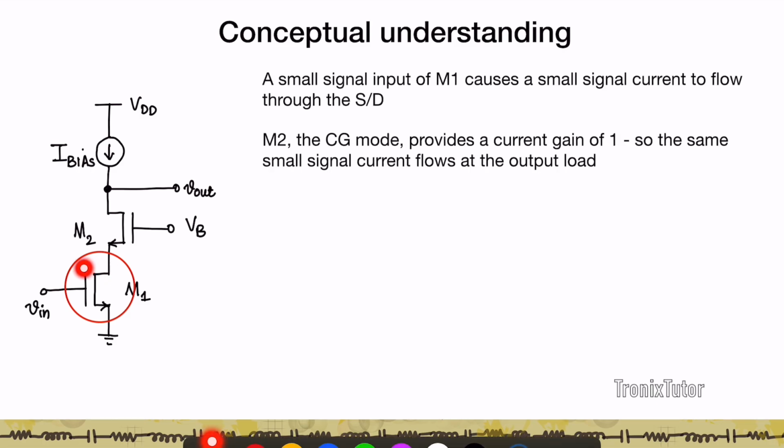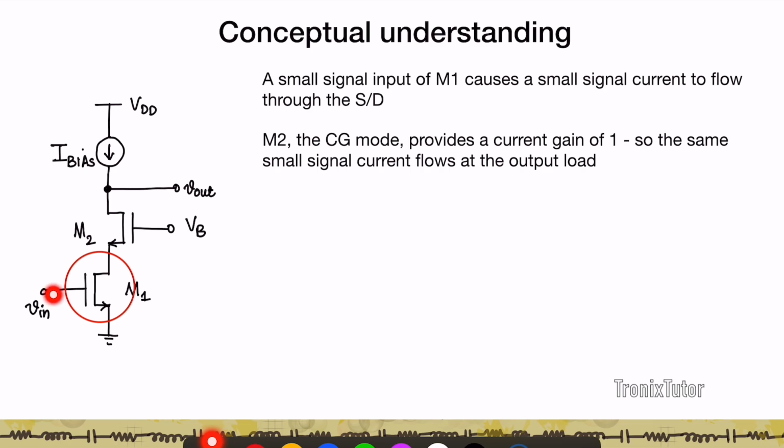So if you look at transistor M1, when Vin is applied to the gate of M1, it converts Vin to a small signal current, which is gm1 Vin. Now this gm1 Vin flows through the drain of M1. Because M2 is a common gate transistor, it has an ideal current gain, which means that whatever is coming in the source has to flow out from the drain. M1 is pulling gm1 Vin through its drain, and M2 is going to pull that same current through its drain.